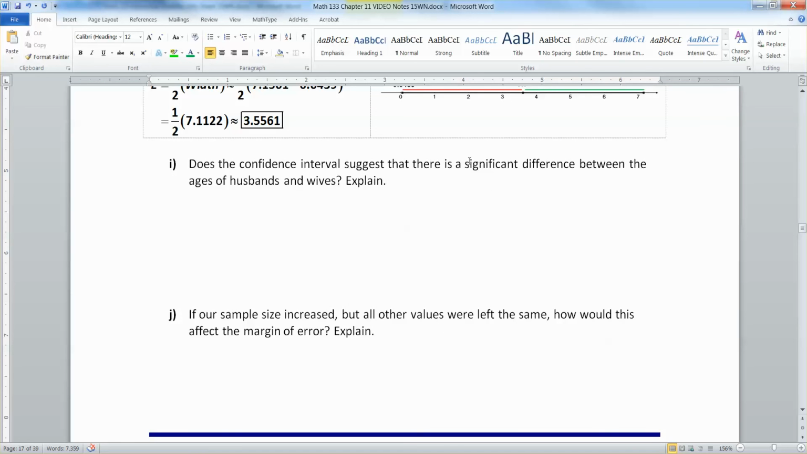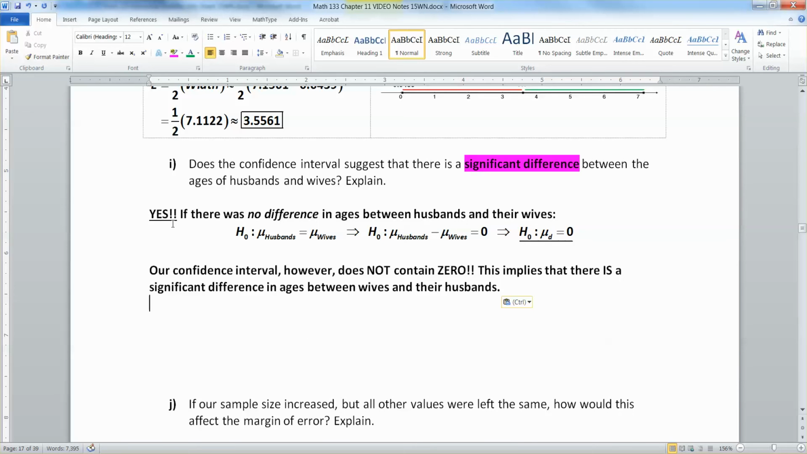All right, now, does this confidence interval suggest that there is a significant difference? That's interesting words to use. Significant difference between the ages of husbands and wives. So let me highlight that for us all to look at. So significant difference, if you remember from chapter 10, when we started talking about significance, what we're saying is it's the opposite of the null hypothesis. The null hypothesis is if there was no difference. And if there was no difference, then 0 would be in the interval, because the null hypothesis value in this chapter is always 0. Right?